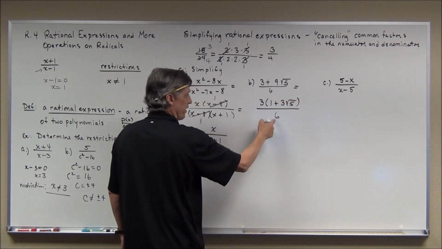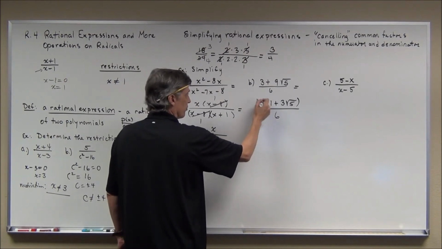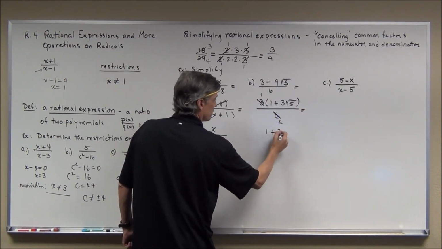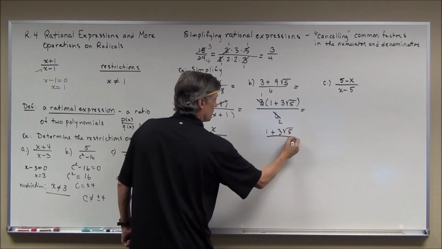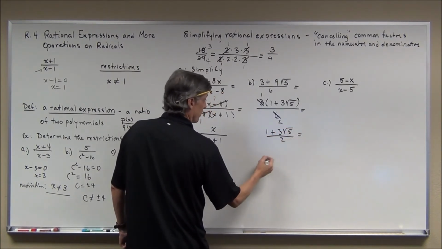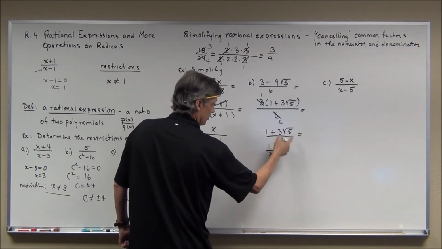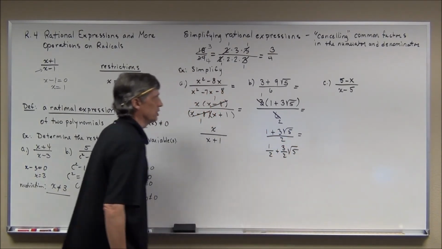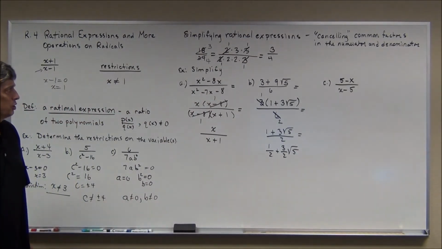Now the 3 is a factor, the 6 down here is a factor, 3 goes in once, 3 goes in twice. I end up with 1 plus 3 square roots of 5, all over 2. They may ask for you to write it like this, but most likely this way. But they're equivalent expressions.